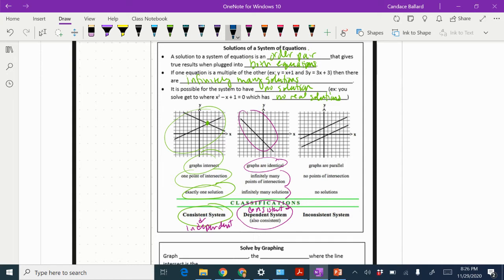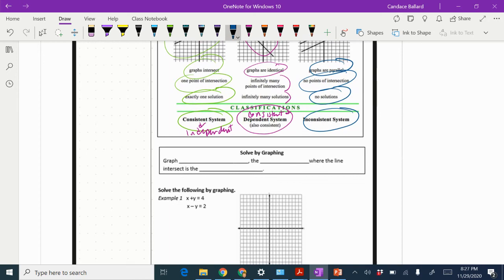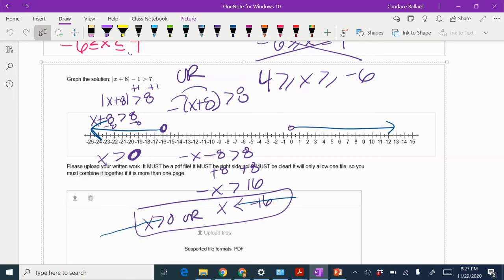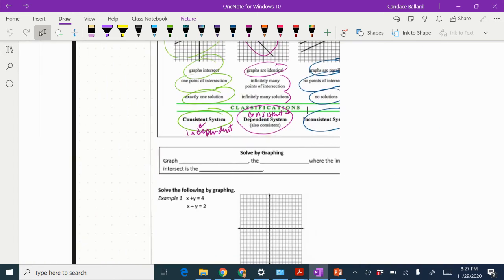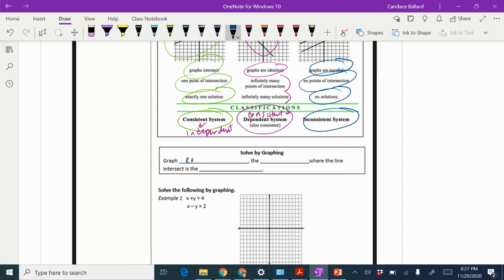In this third type of system, it's what we call an inconsistent system. And in this system, we know the graphs are parallel. There are no points of intersection and there are no solutions. So to solve by graphing, we graph each line. The point where the lines intersect is the solution.